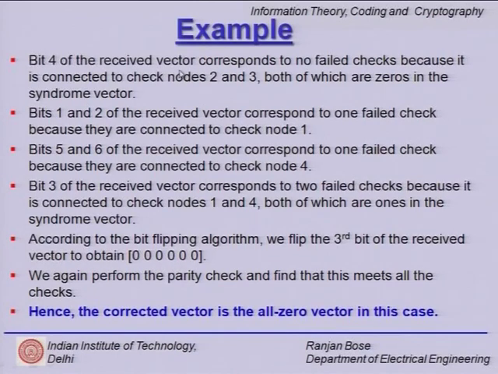So, bit 4 of the received vector corresponds to no failed checks, bit 1 and 2 of the received vector corresponds to check node 1, similarly bits 5 and 6 to check node 4. So, we follow this up and look at the conclusion that third bit could be possibly flipped. We do that flipping and check for the parity check matrix. Hence, the corrected vector is the all 0 vector in our case.